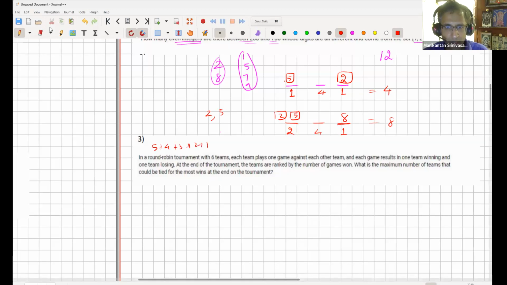But why do that? Now that you know choosing, it's 6 choose 2. I can pick 2 from 6. So 6 choose 2, but both of them will be the same. 6 into 5 by 2, which will be 15 games. Okay, 15 games of the tournament. Each guy plays with each other.